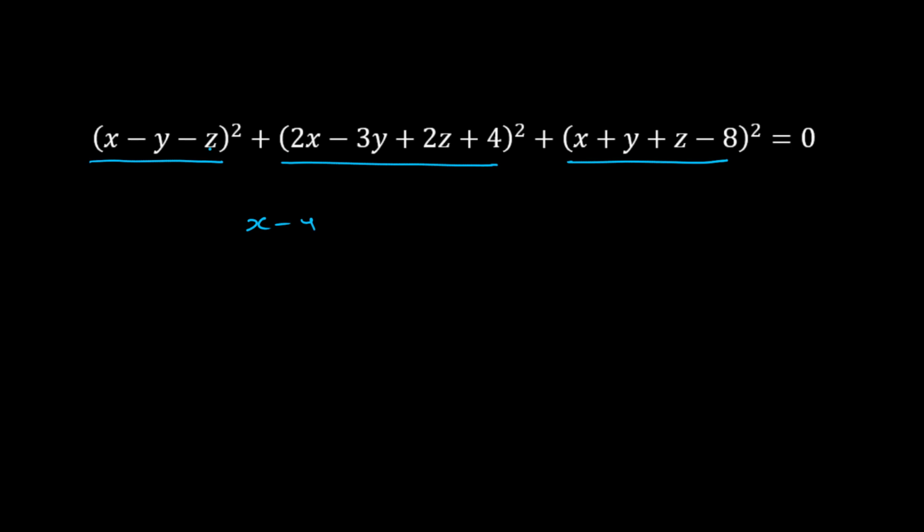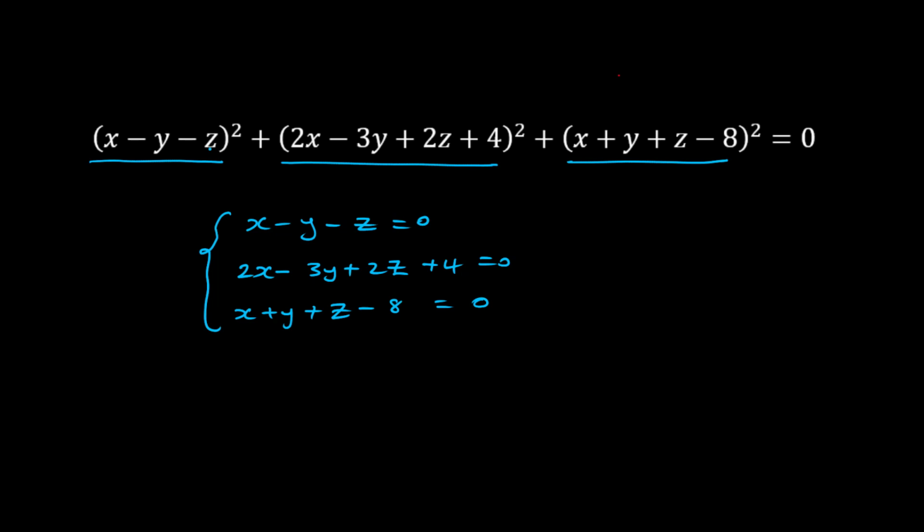So x − y − z = 0, and 2x − 3y + 2z + 4 = 0, and lastly x + y + z − 8 = 0. And we're ignoring the square because that is irrelevant in this instance, because what is in the bracket is already equal to 0, so we could equate these to 0.